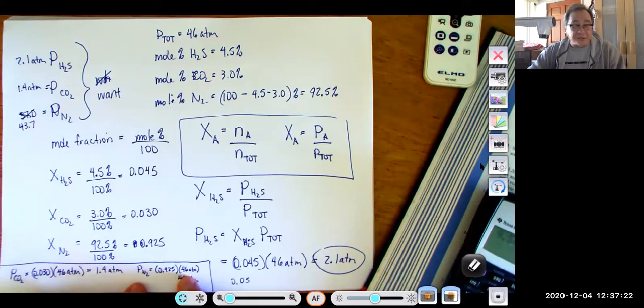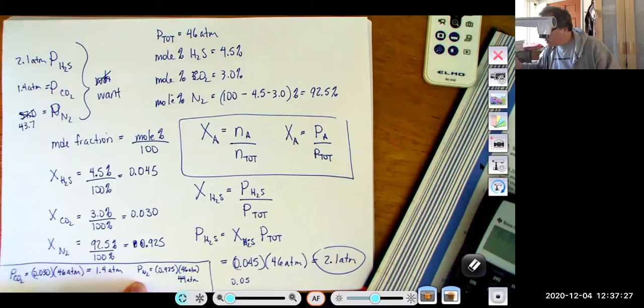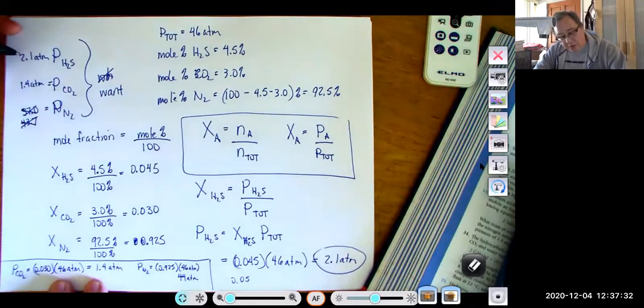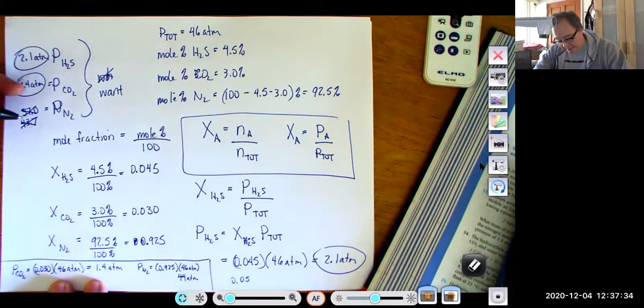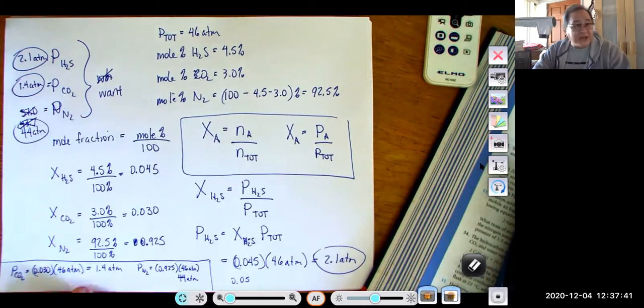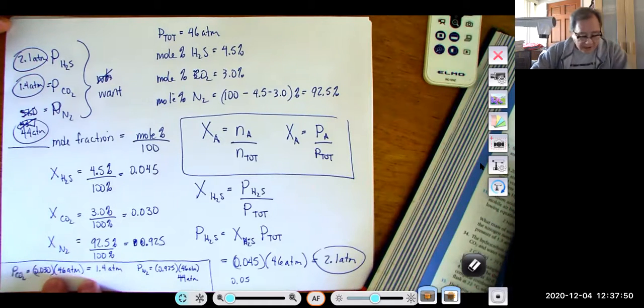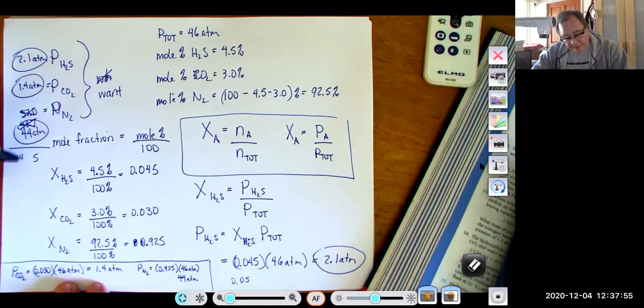Because of the 46, we only get two significant figures. Any questions about that? So the answers are 2.1 ATM, 1.4 ATM, and 44 ATM. And when we add these all up together, they should be 46. Now, they don't add up to 46. In fact, they add up to, what do they add up to? 47.5.